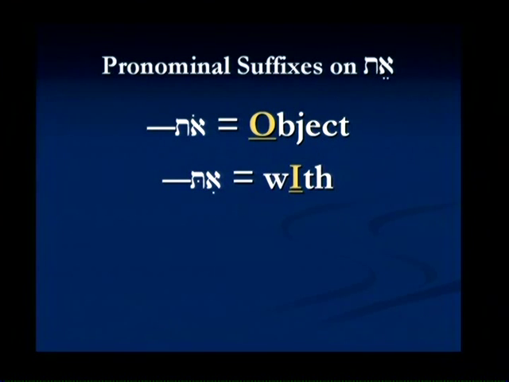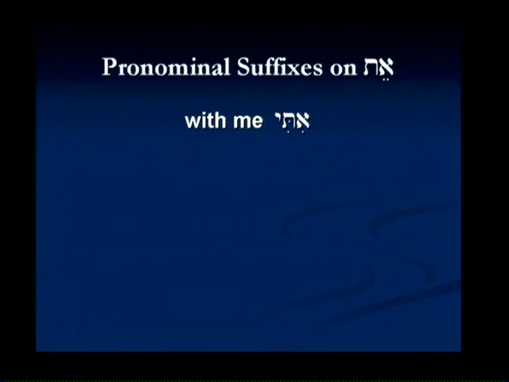Now, keep this in mind. When you have the O vowel with the eighth, that is when it's an object. When you have the I vowel, that's when it's the preposition with. It's too bad they couldn't have done the same thing for the form without pronominal suffixes. But they didn't. There's no distinction when you do not have the pronominal suffix. But when the pronominal suffix is there, they are distinguished. They have different forms. So the oth is the object. When you have the I, as in with, it's the preposition it, with the t sound.